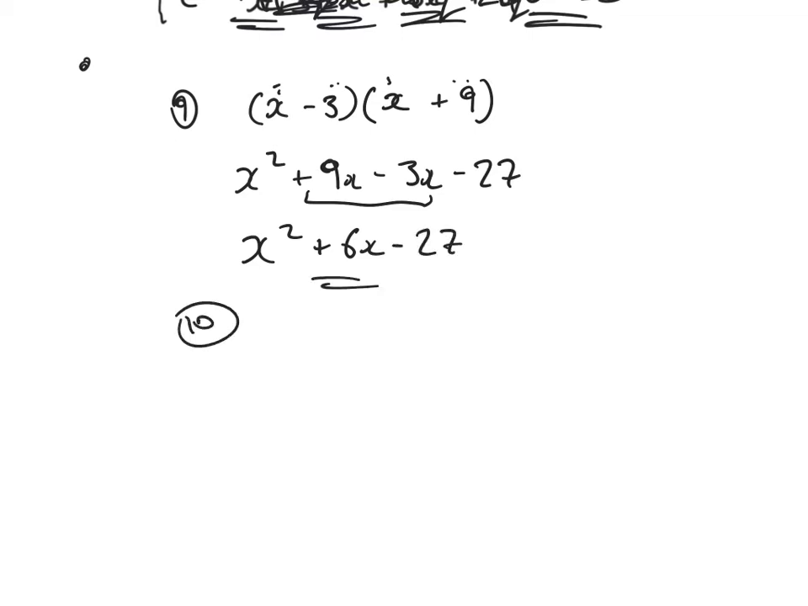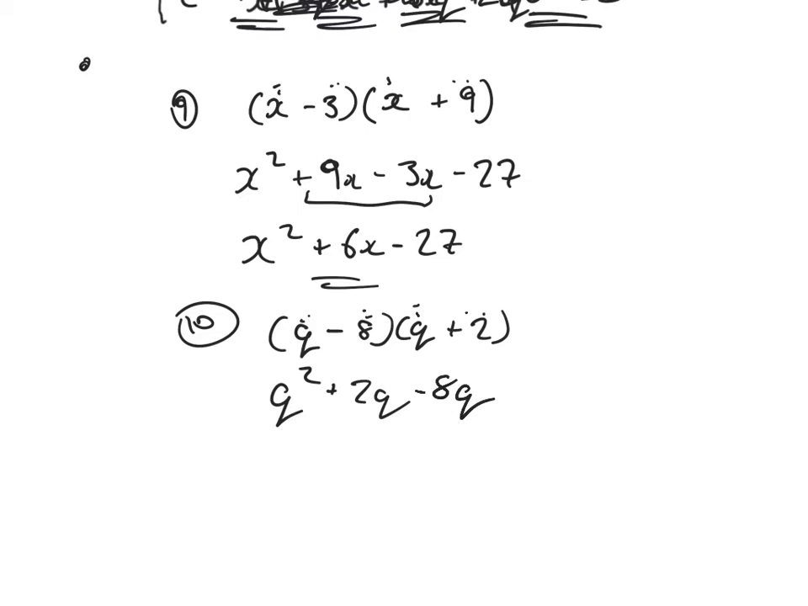Example 10. (q - 8)(q + 2). First, q times q is q squared. Outside, q times 2 is 2q. Inside, minus 8 times q is minus 8q. And last, minus 8 times 2 is minus 16.